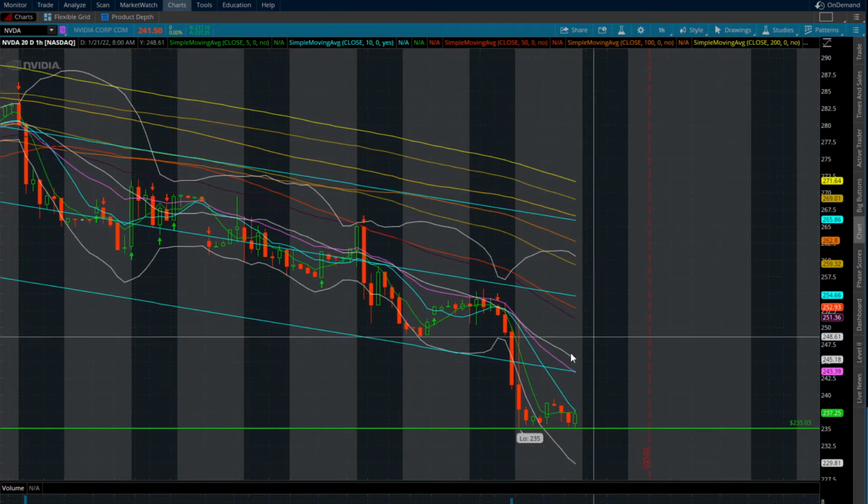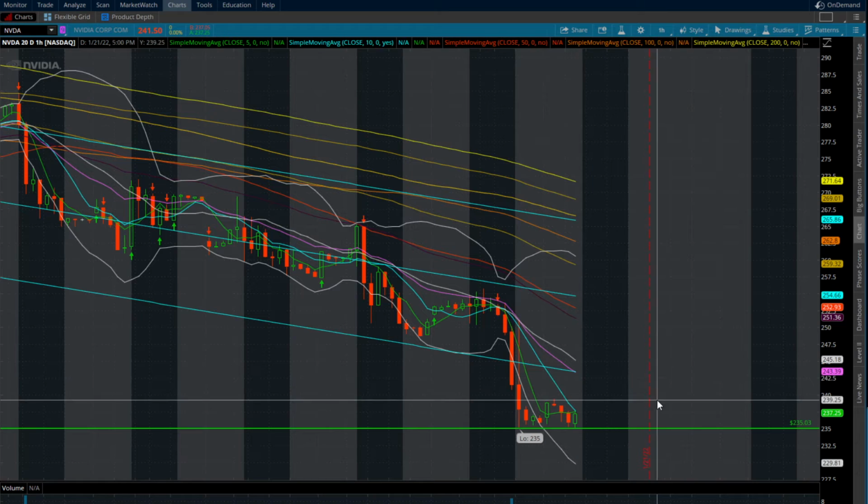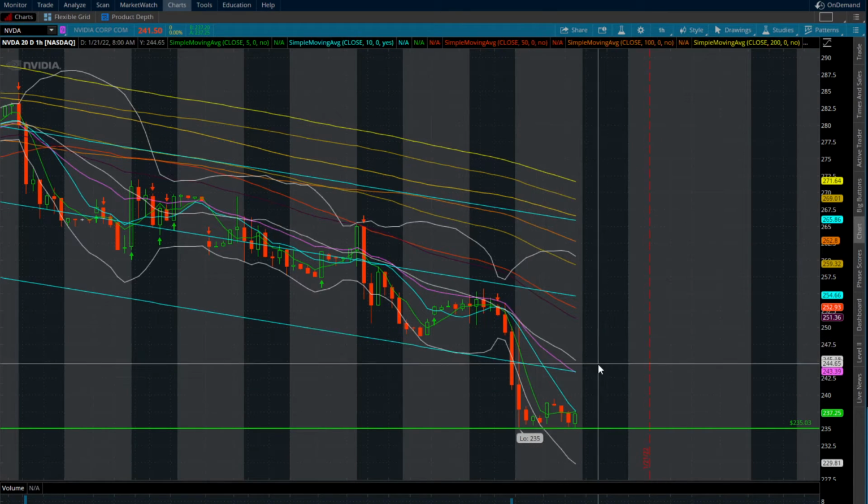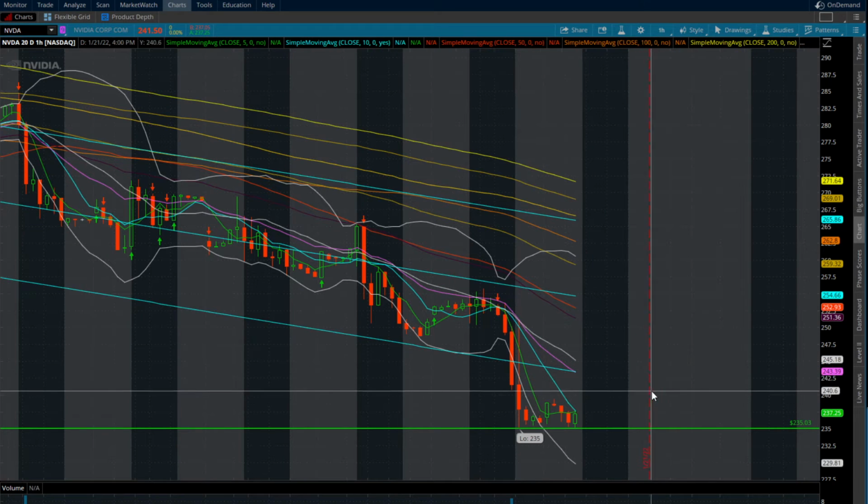I don't really see Nvidia screaming higher than that, but let's just say that we do get over 243, 244. Next price target is going to be around 249. You're going to want to look to see if 243 can hold.